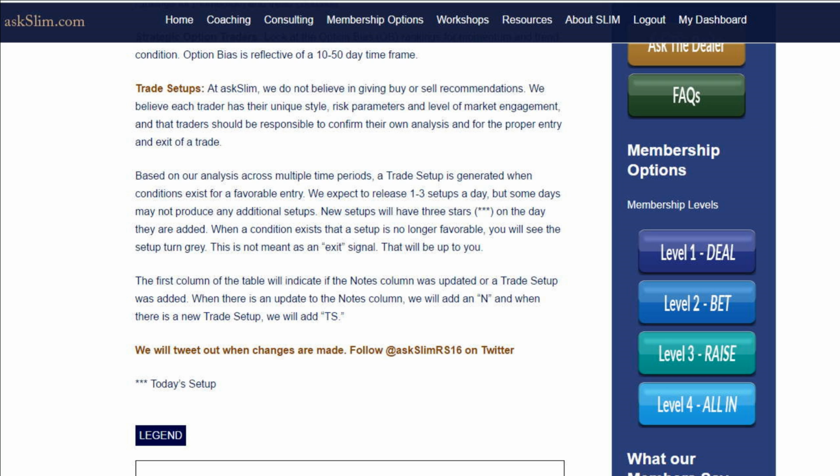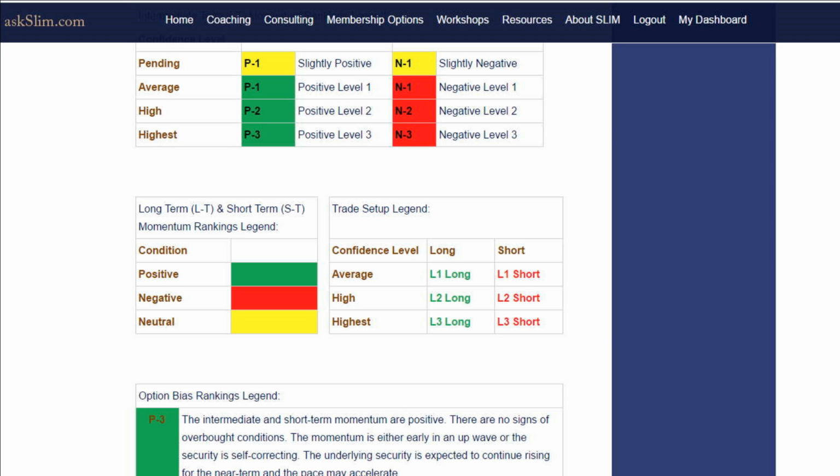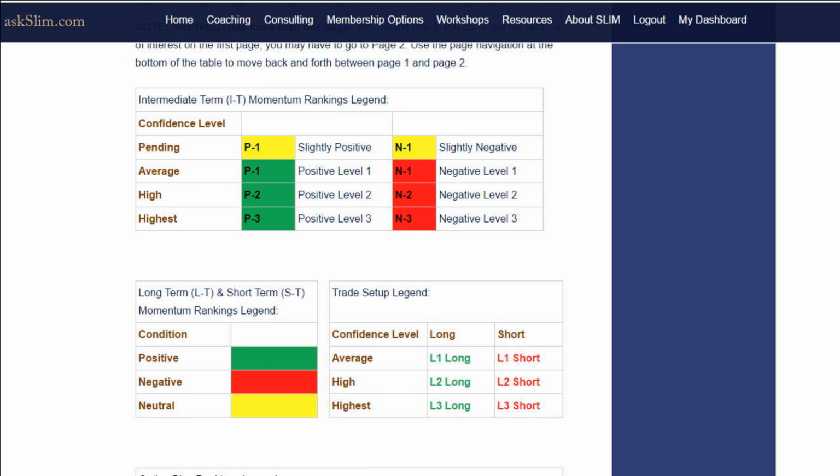Now you'll see this button right over here that says legend, so that you can understand what the different rankings are that we use. And if I click on that button, it's going to take me below the table to all of our rankings. So if you see, let me just move this down so you can see that right there. This is the table for our intermediate term momentum. We have this separated out because this essentially has our cycle analysis in there also in these rankings. So you can see that these are the levels of positive momentum on the intermediate term, and these are the levels of negative momentum on the intermediate term.